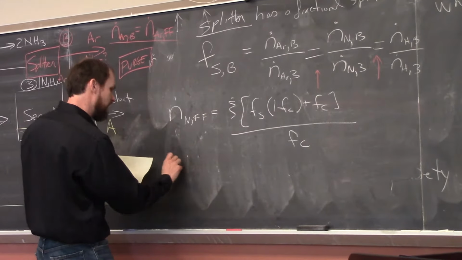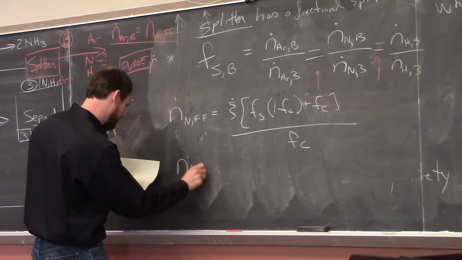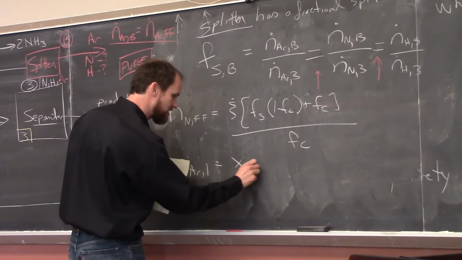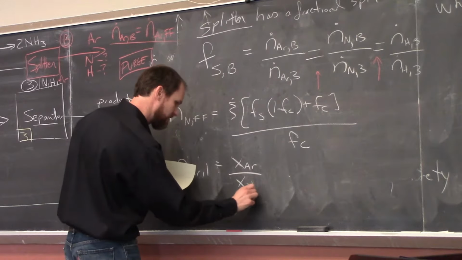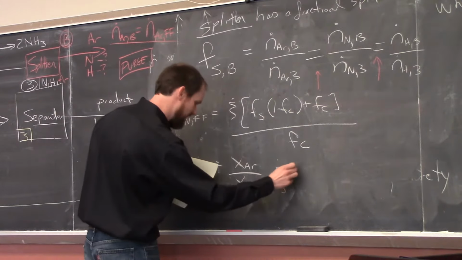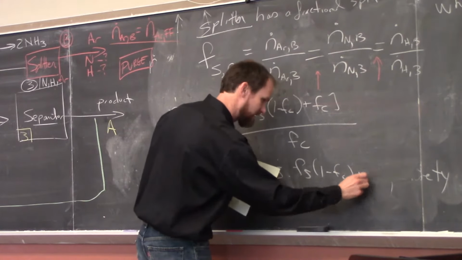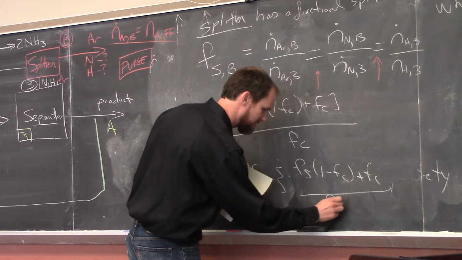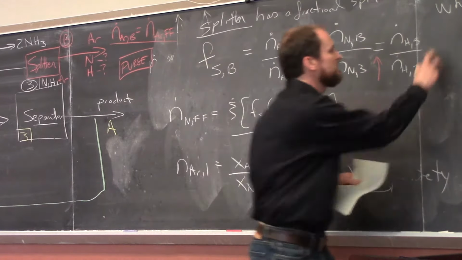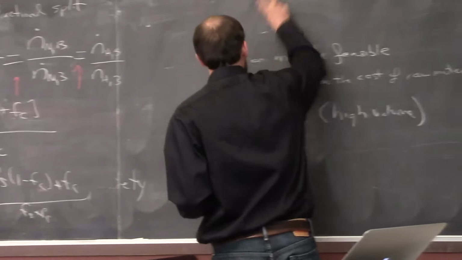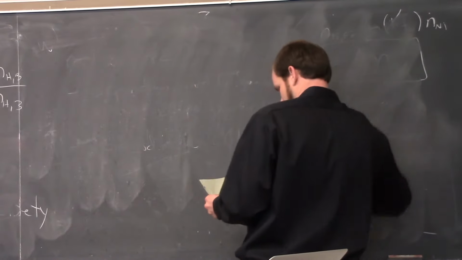Let's see. N dot argon in stream 1 depends on how much argon comes in, times xi dot times Fs, 1 minus Fc plus Fc over Fs plus Fc. You know what, I think these formulas are, let me show you a graph and then we'll be done.